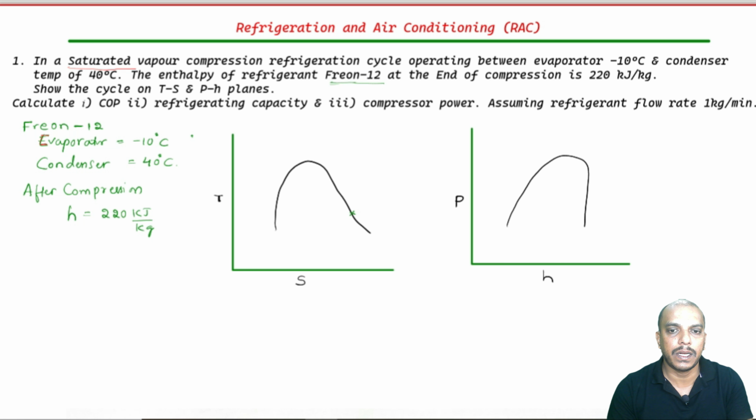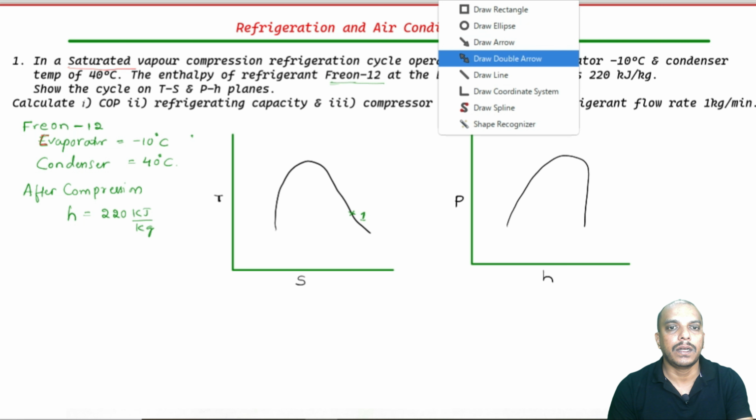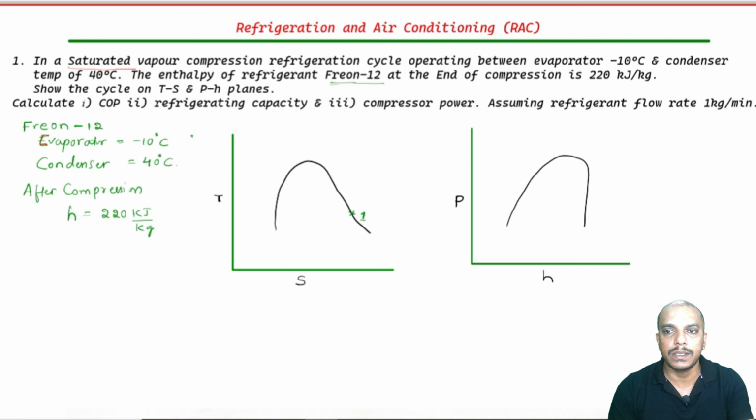So, point 1 is the entry to the compressor, at least we want it to be here, and he has also given it is a saturated vapor. And we know that it is a reversible adiabatic or isentropic compression. So, isentropic compression would look like a vertical line in a TS diagram, because S is equal to constant, okay. Because S is equal to constant, it looks like a vertical line.